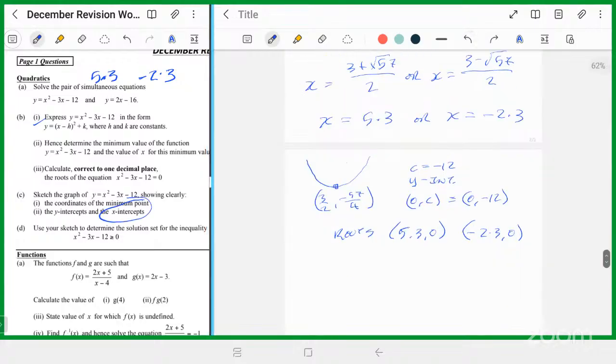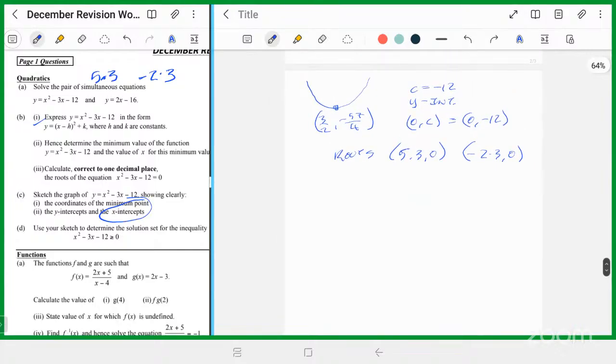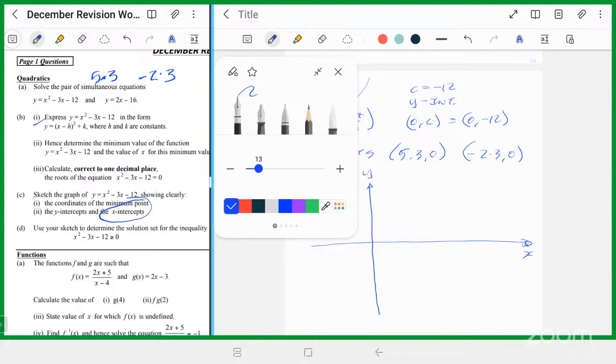Alright, so let's sketch it now. Let's sketch it down here with this information. Let's sketch it like this. Y-axis, X-axis, and just a sketch. So you don't have to be accurate. As the question said, sketch. You just need to have the critical features shown. Let's draw it in purple.